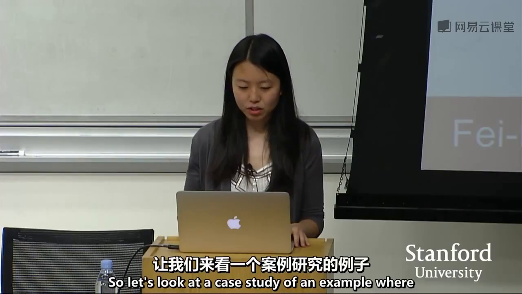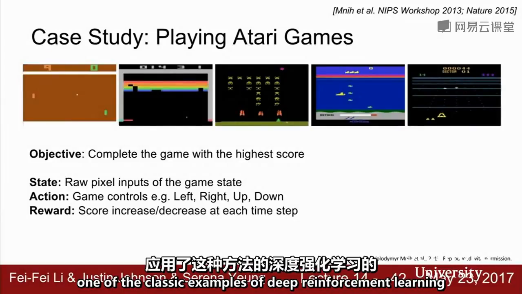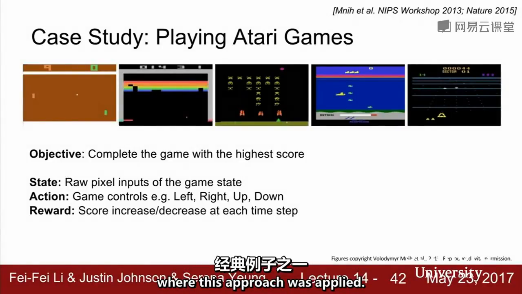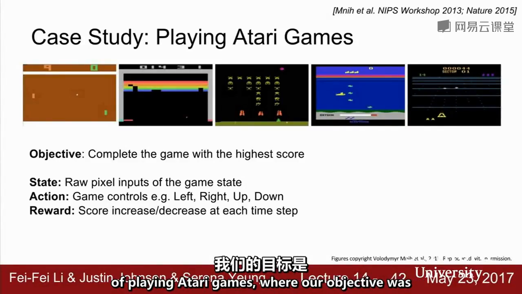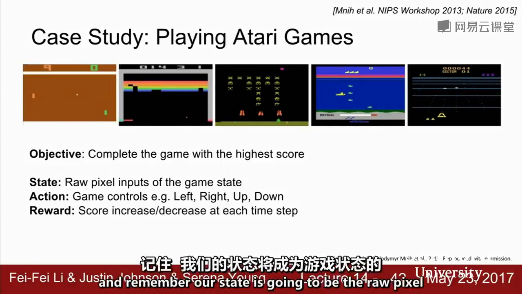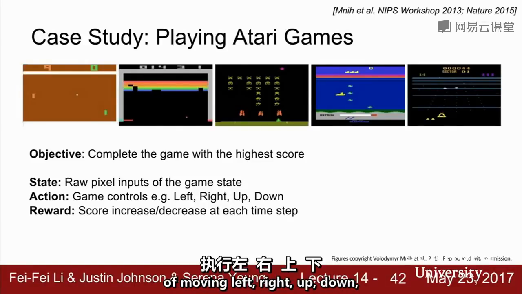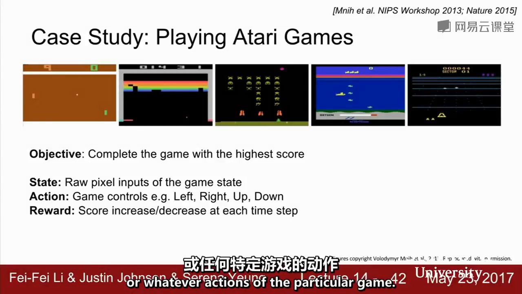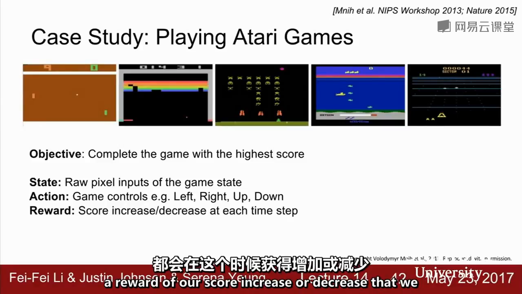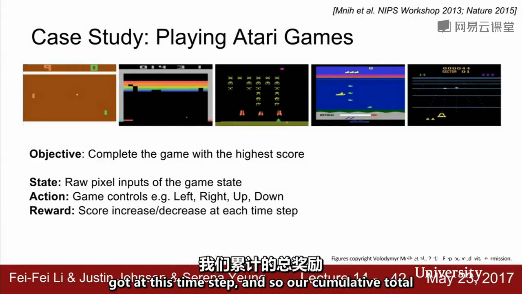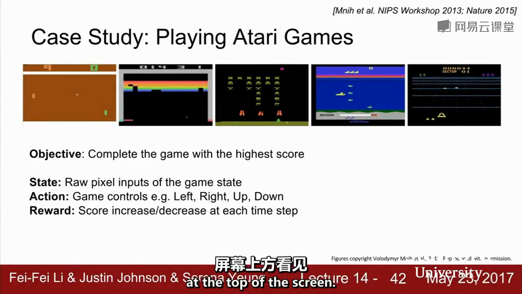Okay, so let's look at a case study, one of the classic examples of deep reinforcement learning where this approach was applied. We're going to look at this problem that we saw earlier of playing Atari games, where our objective was to complete the game with the highest score. Remember, our state is going to be the raw pixel inputs of the game state, and we can take these actions of moving left, right, up, down, or whatever actions of the particular game. And at each time step, we're going to get a reward of our score increase or decrease at this time step. So our cumulative total reward is this total reward that we'll usually see at the top of the screen.